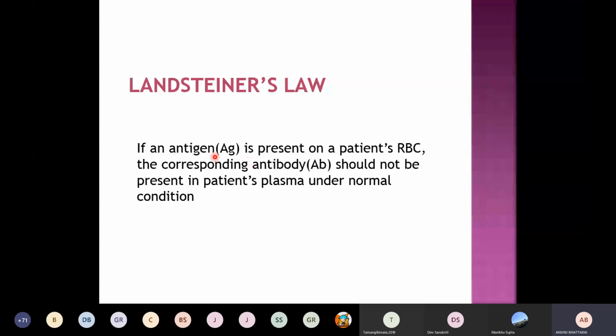If an antigen is present on a patient's RBC, the corresponding antibody must be absent in the patient's plasma under normal conditions. There are some abnormal conditions, for example, mismatched blood transfusion or something like that. Only then can the corresponding antibody be present. Otherwise, in normal conditions, it is not present. So this is the basis of ABO blood grouping.